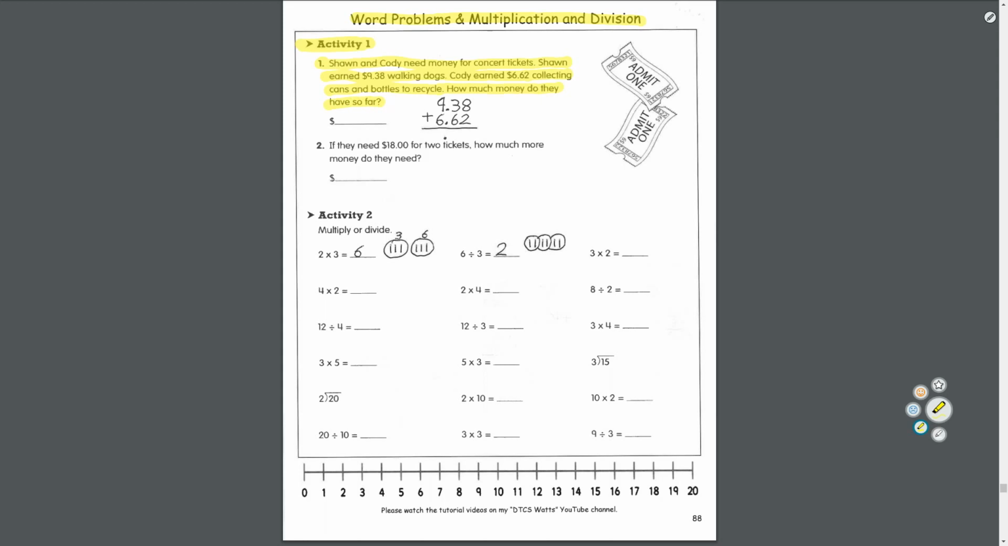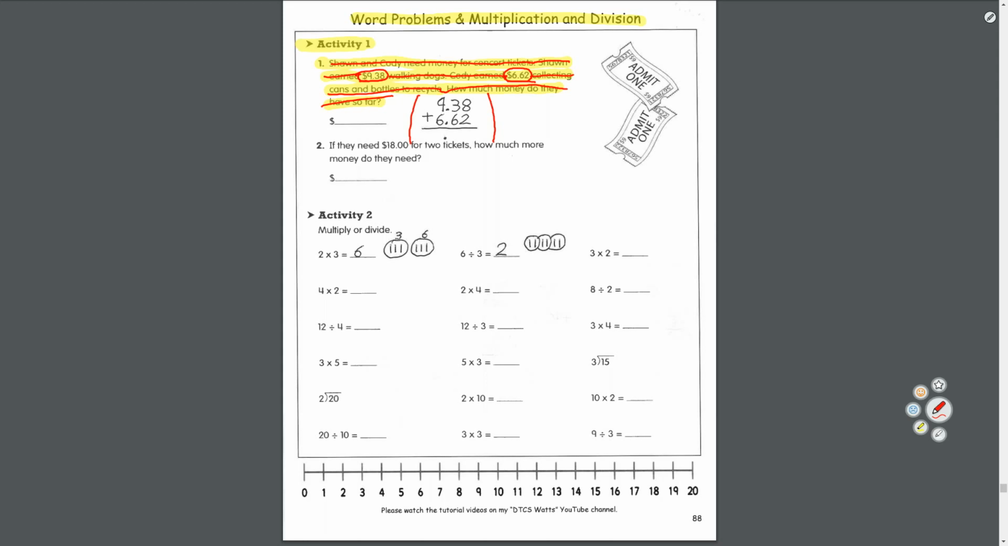Okay, that's a lot of words. Let's pull out the key stuff. Sean and Cody need money for concert tickets. Not important. Sean earned $9.38 walking dogs. Cody earned $6.62 collecting cans to recycle. How much money do they have so far? So really, we only need those two numbers. $9.38, $6.62, and we'll add them. And you see, I started to do it for you, but we're going to do it together.